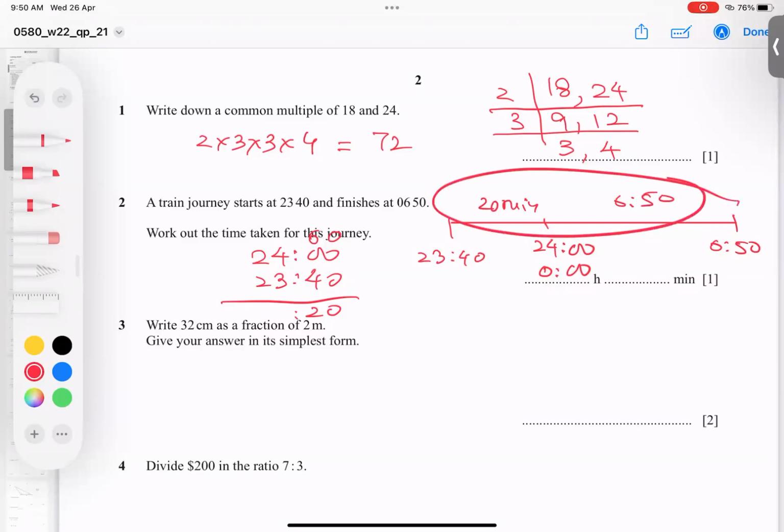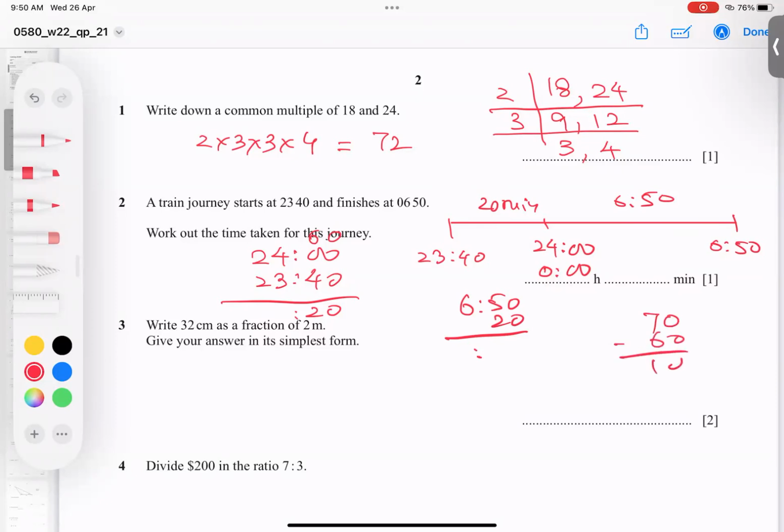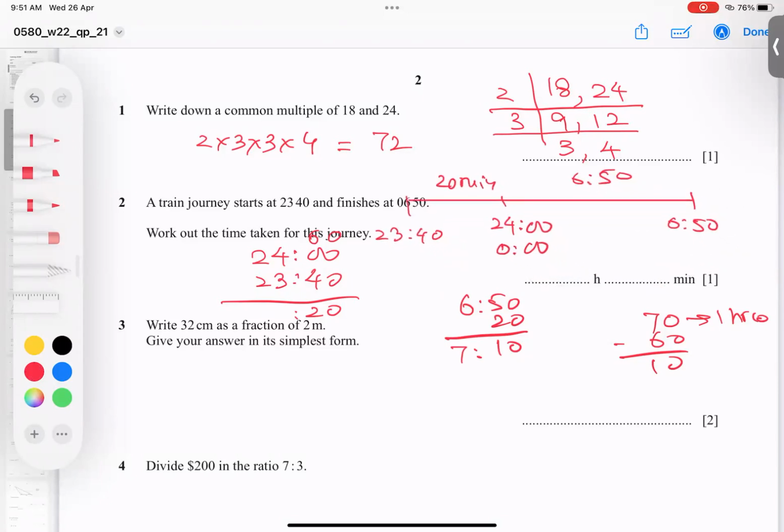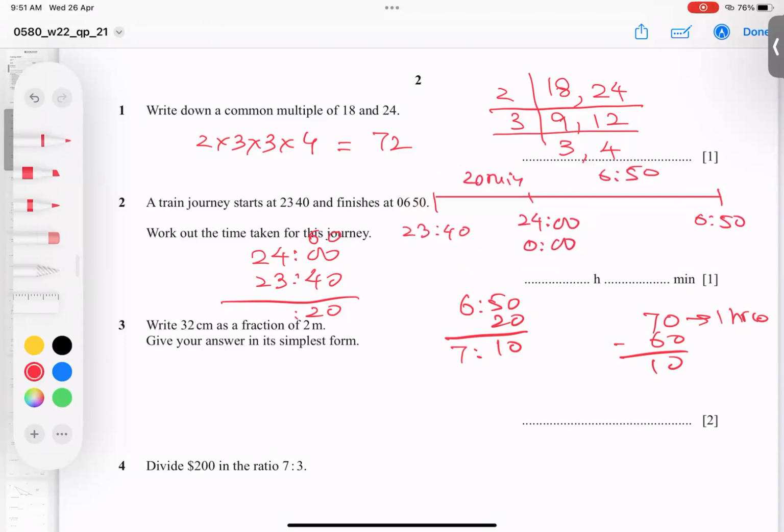Now I'm going to add them. So 6:50 plus 20 minutes, because this minute and this minute add. You get 6:70. And all of you know, 70 crosses 60. So when I subtract, I get 10. So 70 I break into 2 parts: 1 hour and 10 minutes. The 10 minutes I write here and 1 hour goes there. So it becomes 7 hours 10. This is our time. I hope the point is very clear. And our answer is here: 7 hours and 10 minutes.